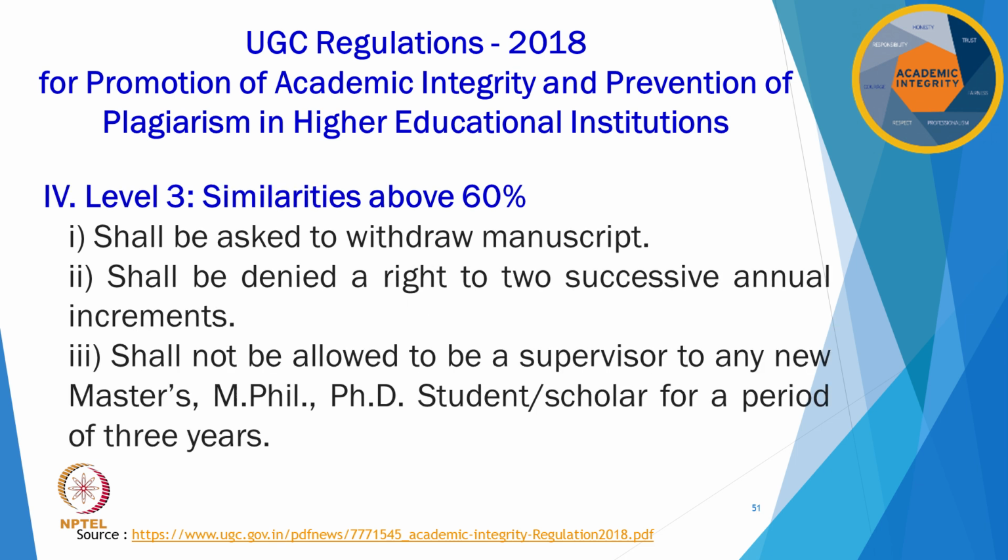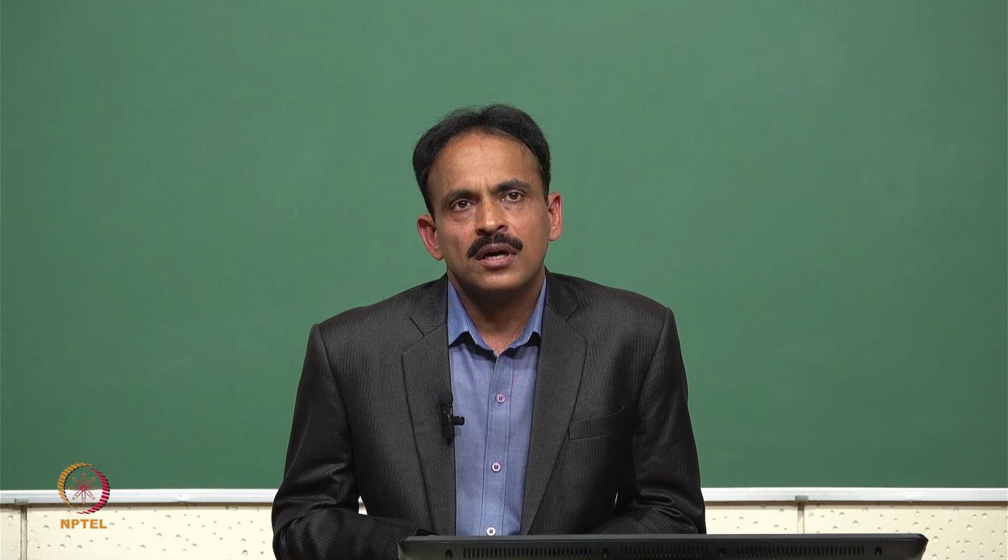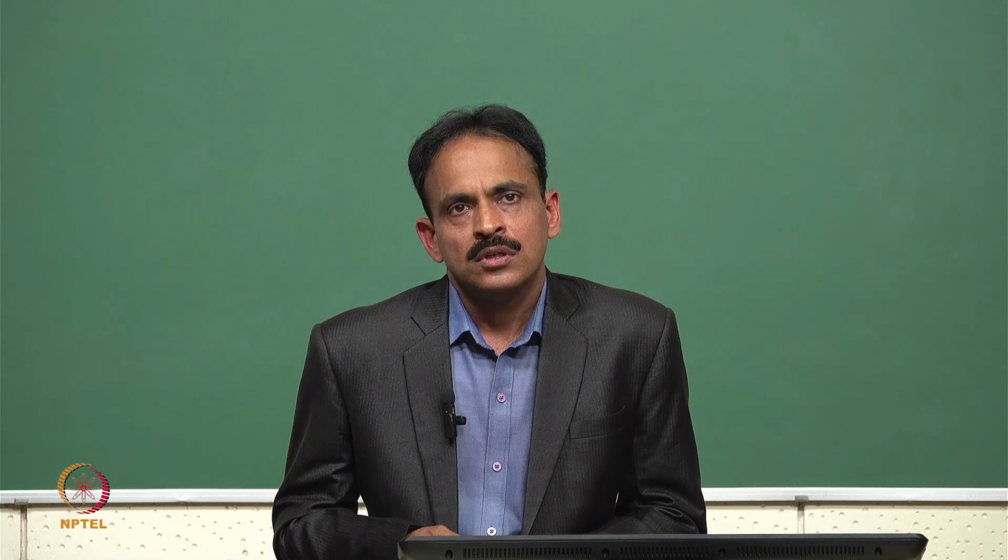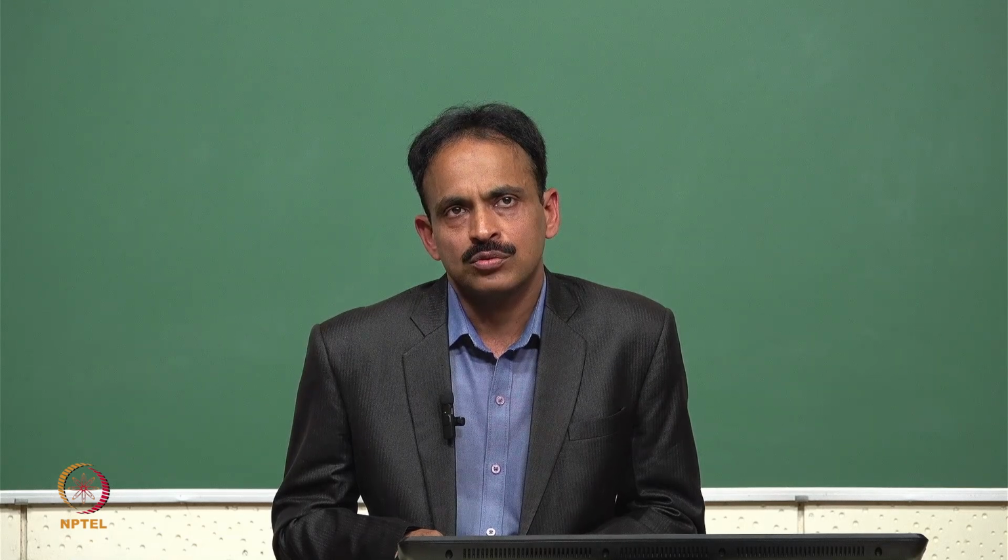Let's talk about level 3 plagiarism. When similarities are over 60%, such students' registrations for the program would be cancelled, and in the case of research papers, the faculty will be denied 2 successive annual increments, and they are denied the opportunity to guide research scholars for 3 years. Repeated instances of plagiarism by an individual would attract a higher penalty also. So these are the provisions of UGC regulations 2018.